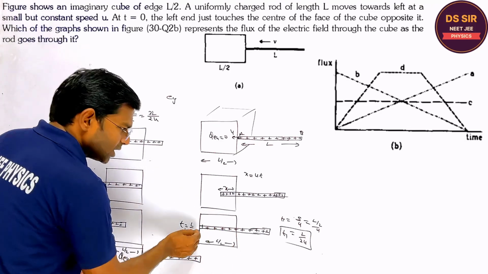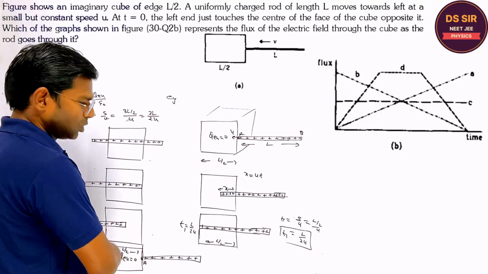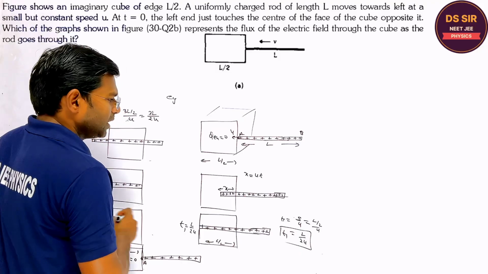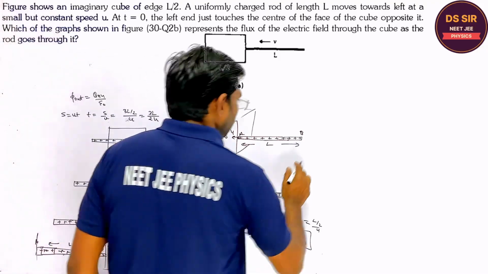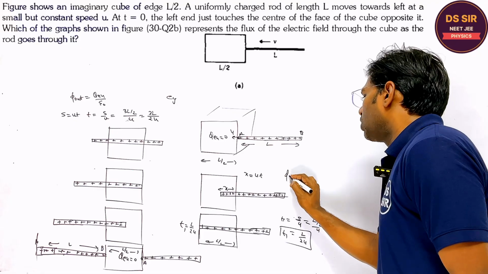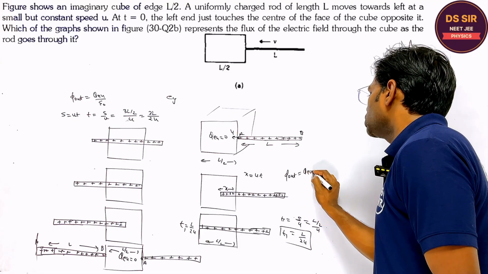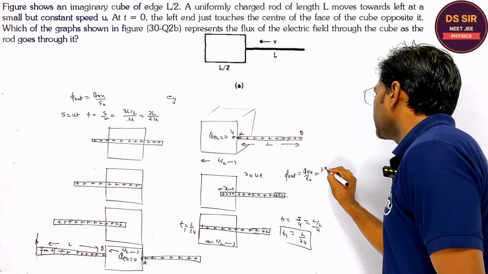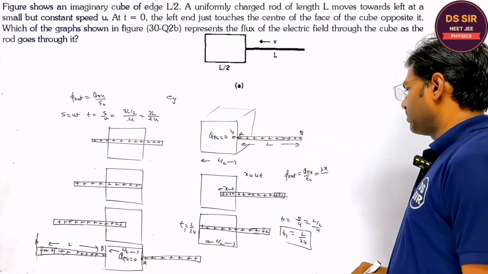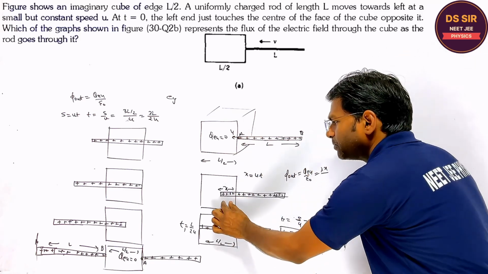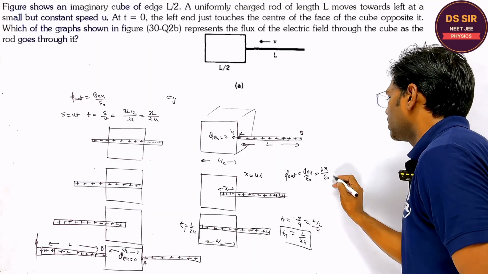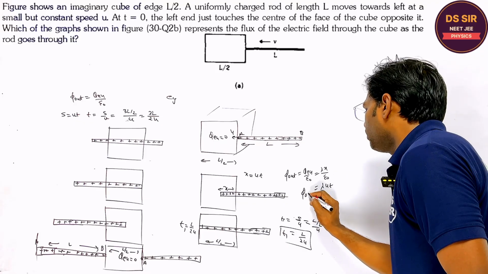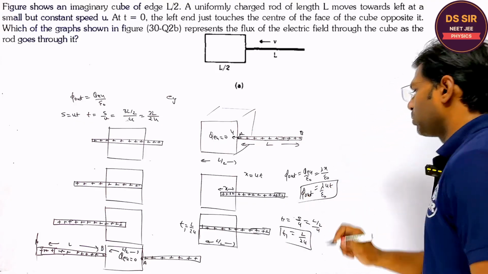So the charge is increasing initially up to L upon 2u, right? And x is equal to u into t, right? So what is the outward flux? How would you write the outward flux for this case? The outward flux is nothing but charge enclosed divided by epsilon naught. And what is the charge enclosed? If the linear charge density is lambda, you will say lambda into x, so the flux is lambda x upon epsilon naught. And x is nothing but ut. So the outward flux linked with this cube is proportional to t.